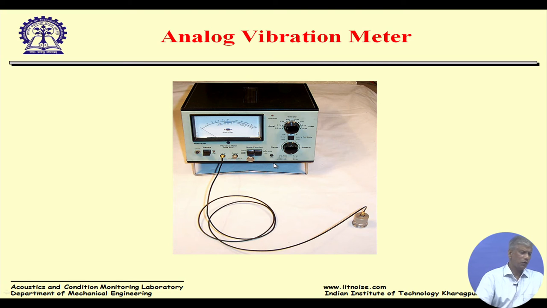This is a very old equipment which we have in our lab, and it still works. It's an analog vibration meter. You can see the transducer cable, and in those days, this is not digital. We had integrators for measuring acceleration. If you integrate the acceleration, you get velocity, displacement, and you have some hold circuits. For 1 second hold, you can find out the RMS and max.